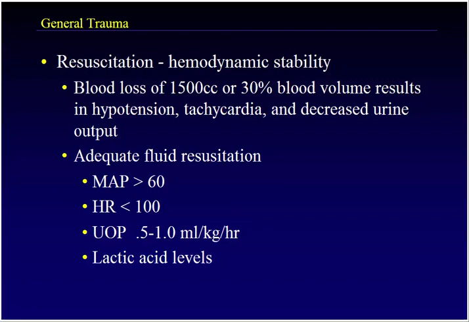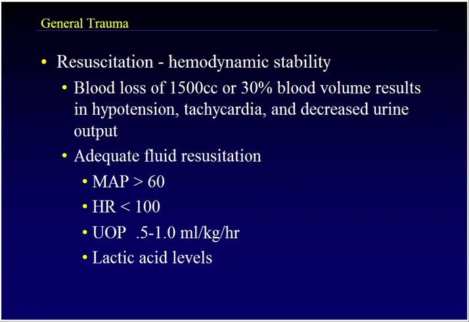The parameters for adequate fluid resuscitation: you would want to maintain the mean arterial pressure greater than 60, keep the patient from being tachycardic, with a heart rate less than 100, and maintain the urine output as close as possible to 1 cc per kilogram per hour, or roughly 30 to 40 cc's per hour. And then you can also monitor the lactic acid levels.